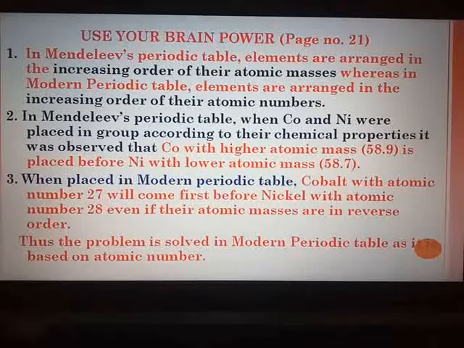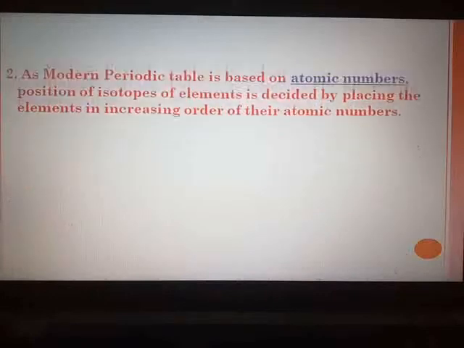Now, this is the explanation which I have formulated and given to you. You can apply your own logic and you can write it in your own words also. Next question on the same page, page number 21. How did the position of chlorine-35 and chlorine-37 get fixed in the modern periodic table? How did their position get fixed?